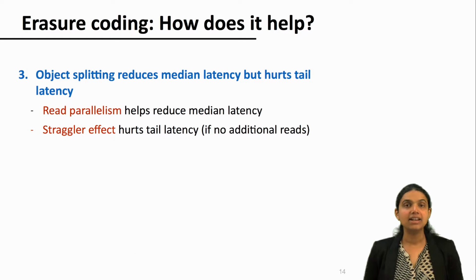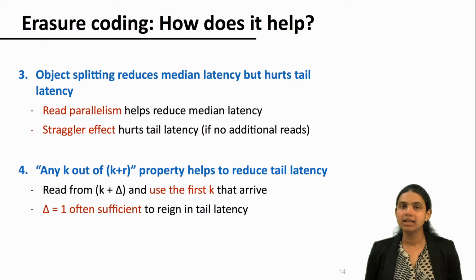Splitting the objects and reading from multiple servers also helps in reducing median latency as it provides read parallelism. However, this severely hurts tail latency as reading from multiple servers involves higher probability of hitting stragglers. This is where any K out of K plus R property comes to the rescue. By reading from just 1 or 2 more units than the K needed and using the first K that arrive, helps in mitigating the negative effects on the tail latency.